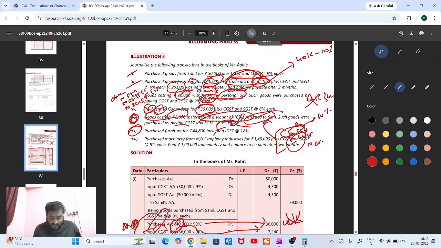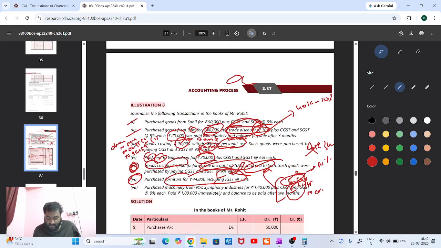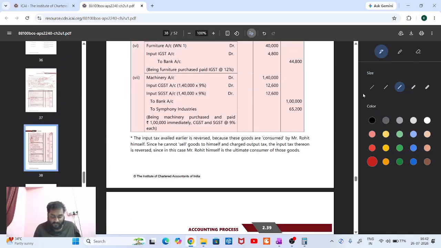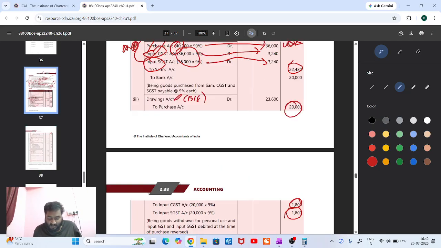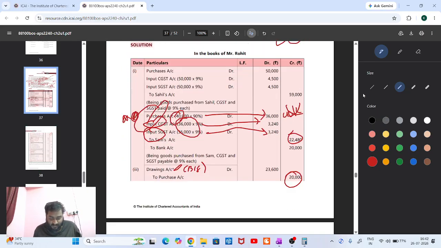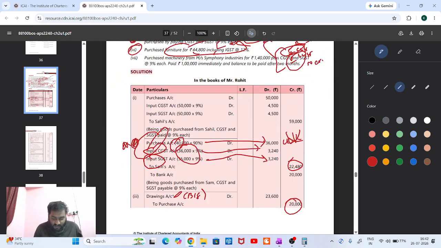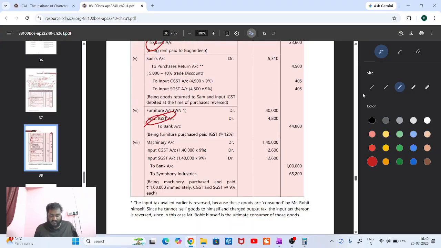Purchased furniture. This is the same entry. This is IGST, remember. Whenever there is interstate, only IGST comes. Oh, wait a minute, there is a concept I need to explain to you here. Purchased furniture 44,800 including GST. This is the most important phrase. 44,800, right?